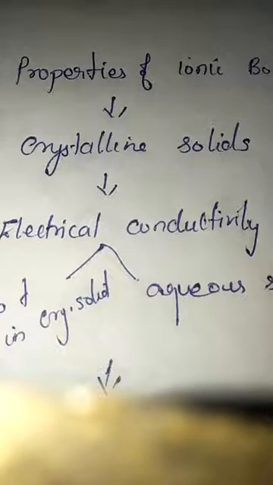We know that cations are positively charged and anions are negatively charged. Opposite charges always attract each other. So an electrostatic force is developed. This electrostatic force of attraction we call the ionic bond. Like that we studied in the last class.